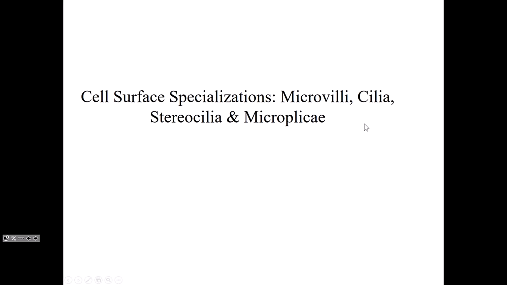Okay, then I want to talk about cell surface specializations. I'm going to revisit these cell surface specializations on Wednesday when we're looking at cell organelles. So cell surface specializations are structures on the surface of cells like microvilli. Microvilli, cilia, stereocilia, and microplici. They're the four main types of cell surface specializations that you should be able to identify, okay, for exams. Okay, those four.